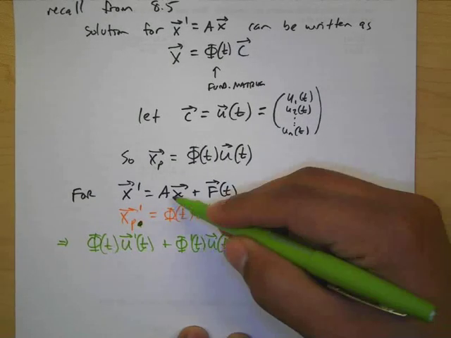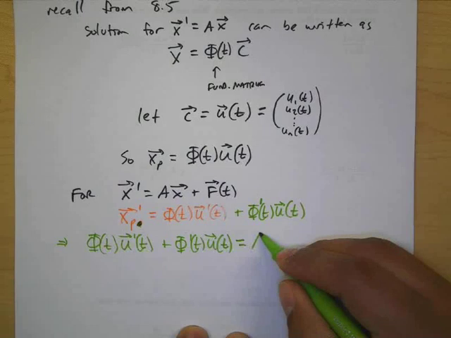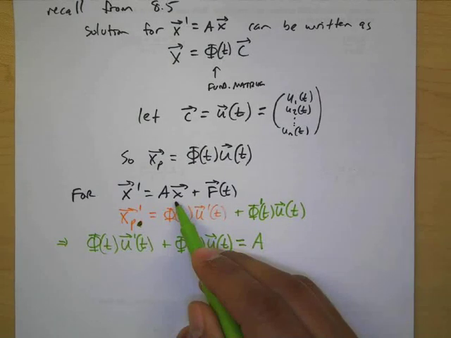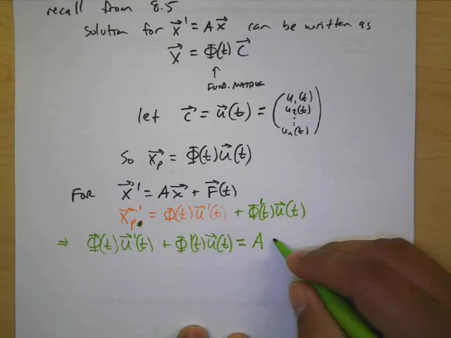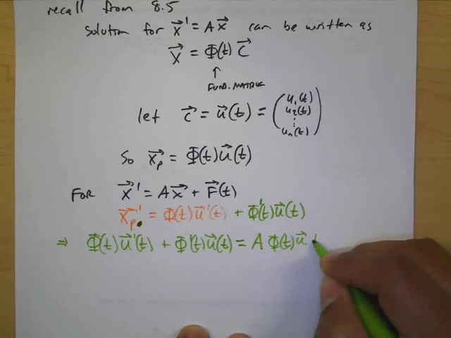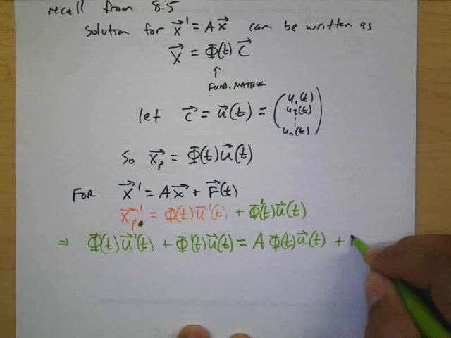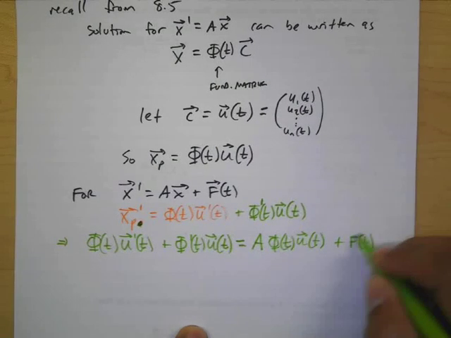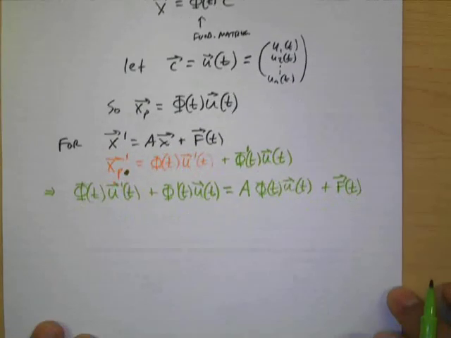And now on the right side, we have A times x, and x is going to be our particular solution, which is phi of t times u of t, plus f of t. Okay, so this is what we have.